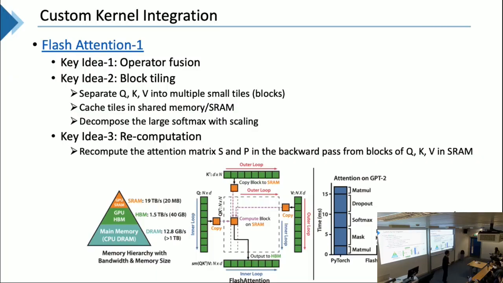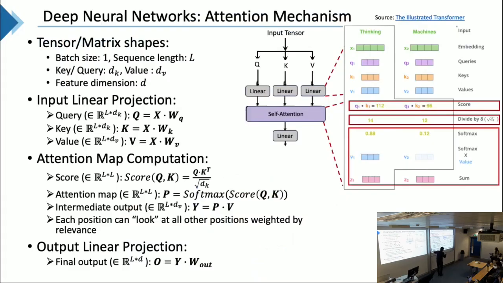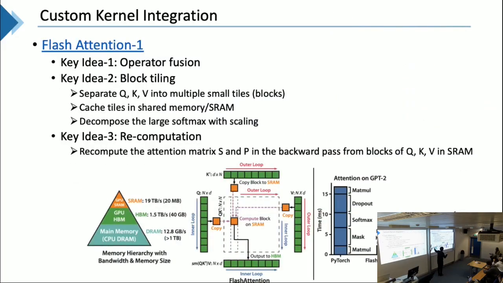The third technique they introduce here is called recomputation. Remember that we fuse all operations, let's say these five operations together, and do this computation in SRAM. This means some intermediate results, for example the score and this probability matrix, are not transferred back to our global memory.